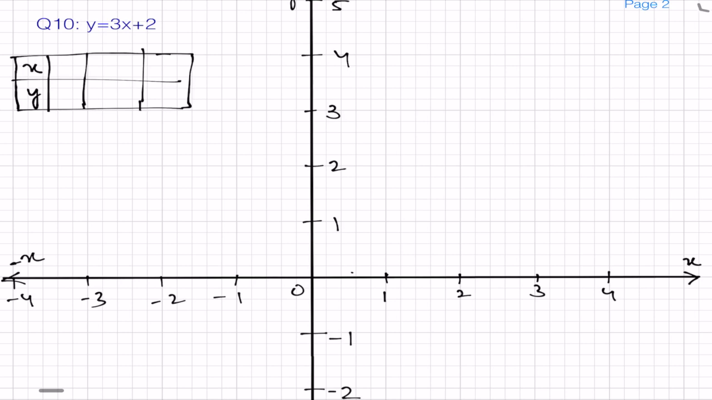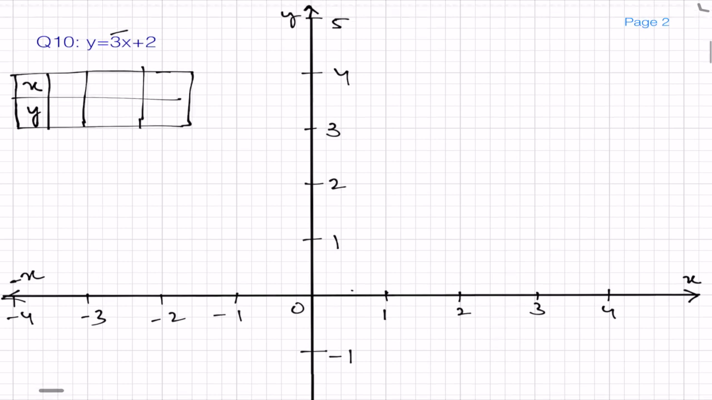Now here again in question number 10, y is equals to 3x plus 2. y is already the subject, so we will pick up any 3 values of x of our own choice. I'm taking x is 0, minus 1 and the next value 1. When we put x is equals to 0, the y value will be 2.